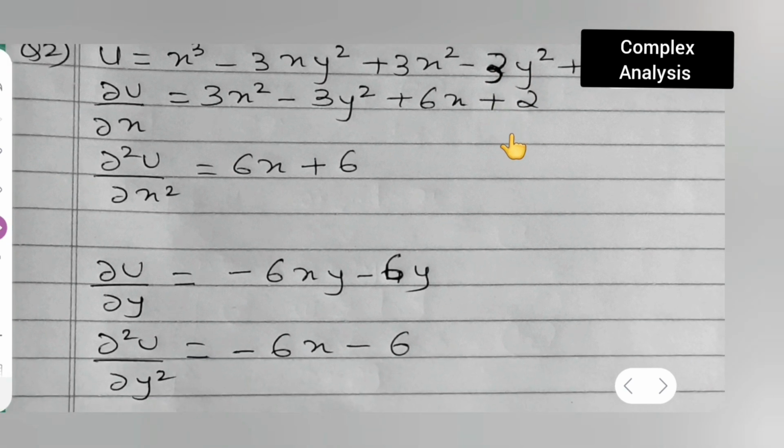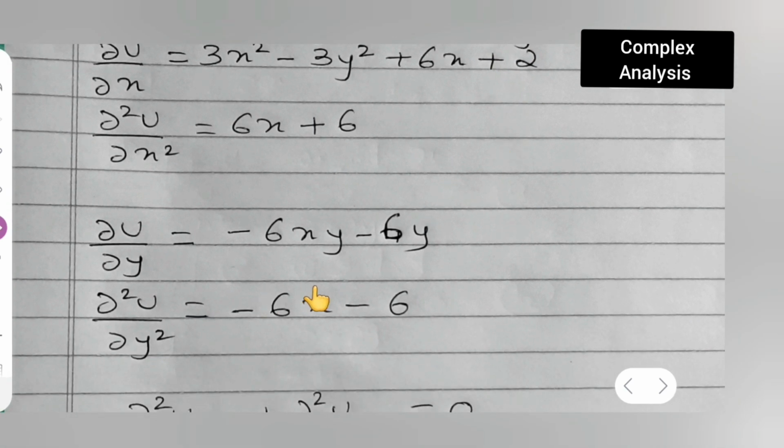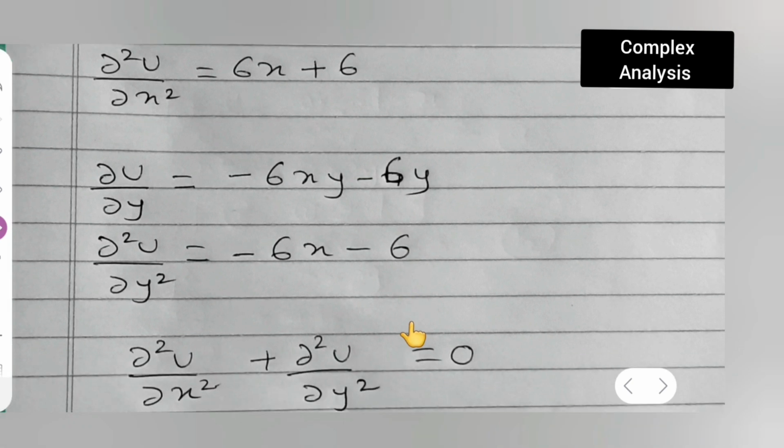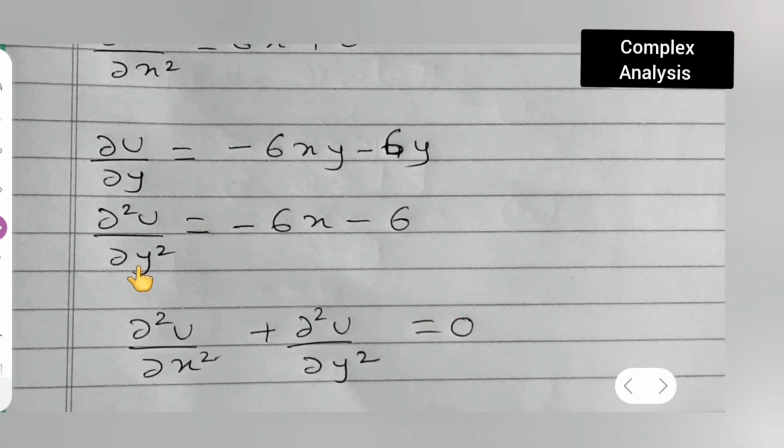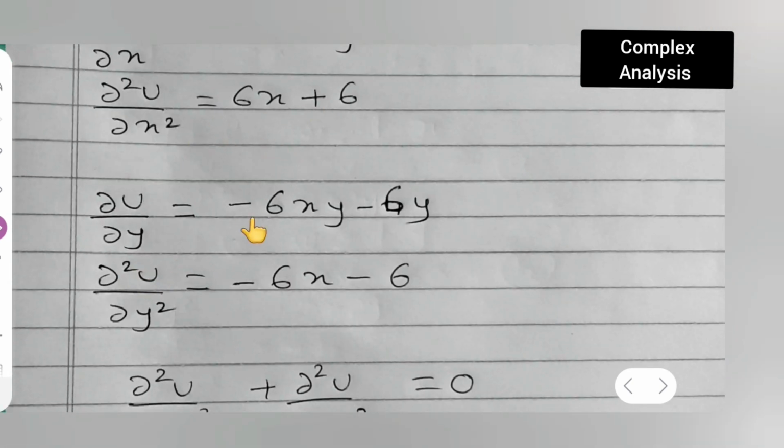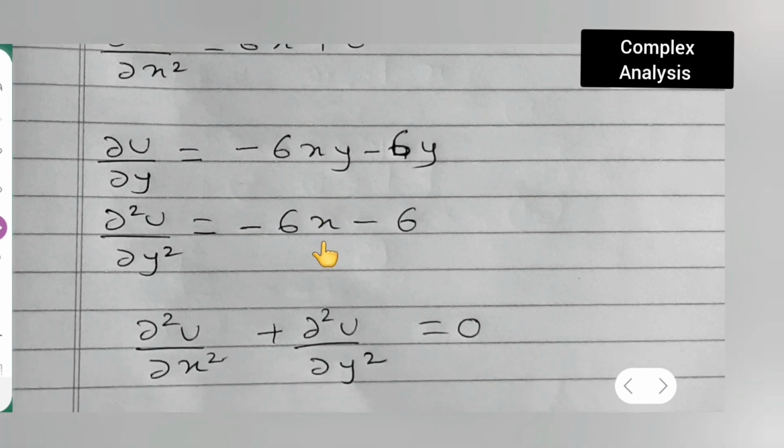Now again differentiate this with respect to y. See what you are going to get, minus 6x minus 6. Then this and this you all have to add, and see what you are going to get. So dou squared u upon dou x squared plus dou squared u upon dou y squared is equal to 0. So basically I can say that u is a harmonic function. This satisfies the Laplace equation. This is the real part of analytic function f(z).